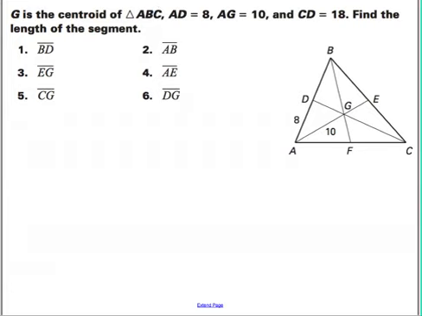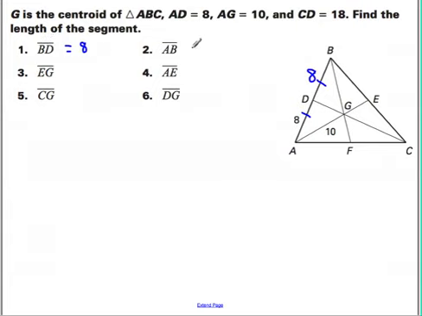G is the centroid of triangle ABC, where AD is 8, AG is 10, and CD is 18. Luckily, we have a triangle already written down here. This part's 8, this part's 10, and this whole part from D all the way over to C is going to be our 18. So we're going to try to figure out some of these lengths. BD, from B to D: since this is a median, medians are made up of midpoints of sides. So if this is 8, BD also has to be 8.